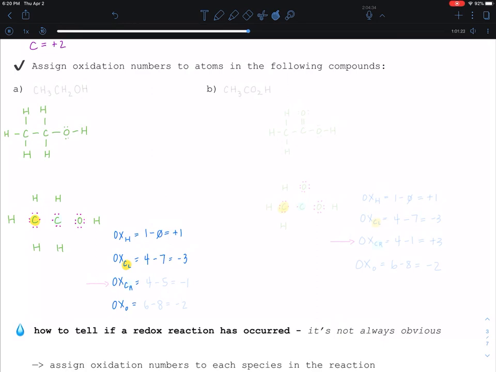The carbon on the right, so that's going to be this little guy. So 4 valence electrons, we're going to subtract. I see 2, 4, 5 electrons in our ionic model. That particular carbon is going to be in the -1 oxidation state. And the oxygen, which usually has 6 valence electrons, in our ionic model there are 8 electrons around that oxygen. And so that oxygen is in the -2 oxidation state.